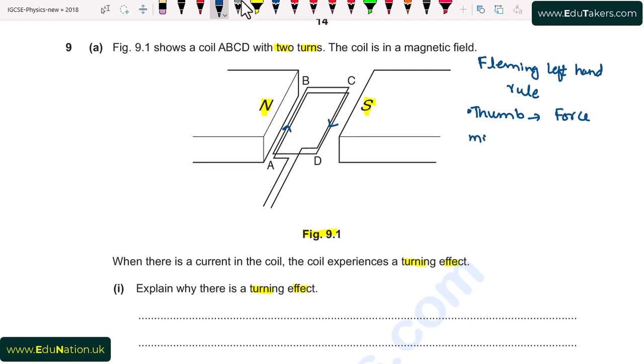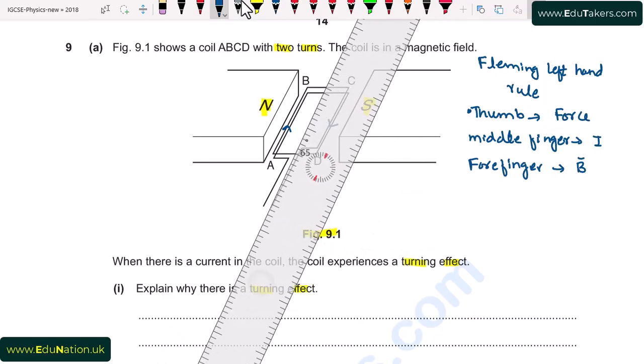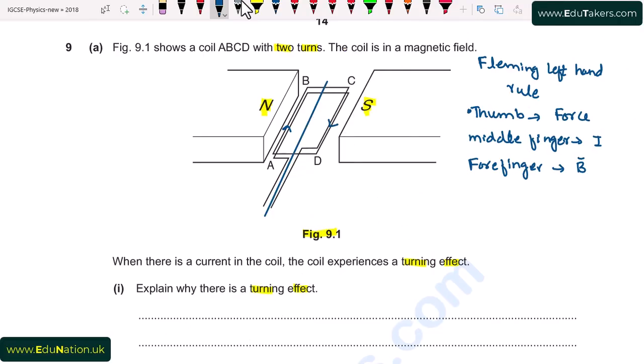when the middle finger is in the direction of current and the forefinger is in the direction of magnetic field. So I draw here a line to separate both of these ends. So on the left side, and here it is the right side.